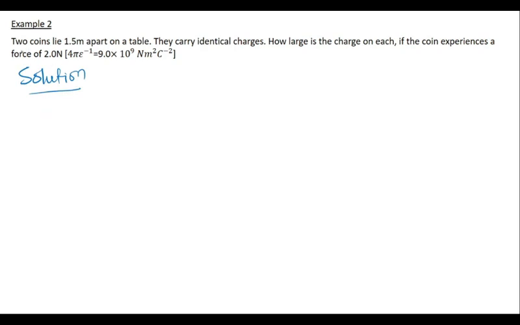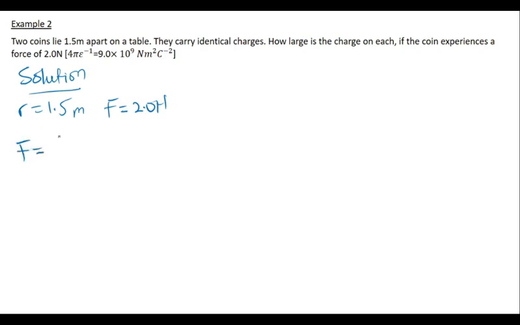So they said two coins lie what? 1.5 meters apart on the table. So our distance r is 1.5 meters. They carry identical charges, which means our q1 and q2 are equal. How large is the charge on each if the coin experiences a force of what? So we have the force to be 2 newtons.